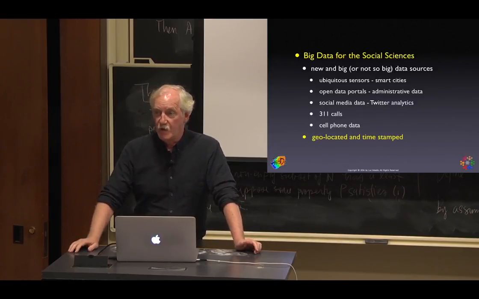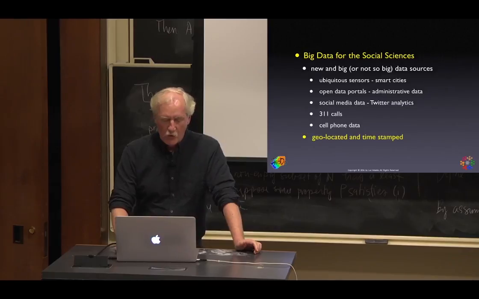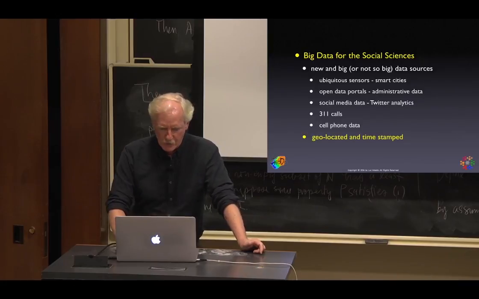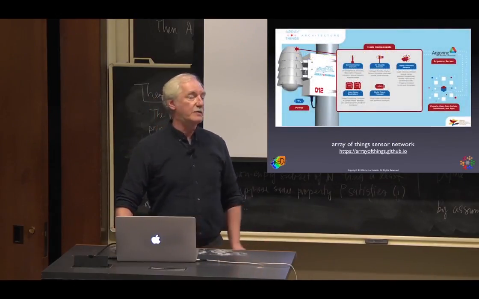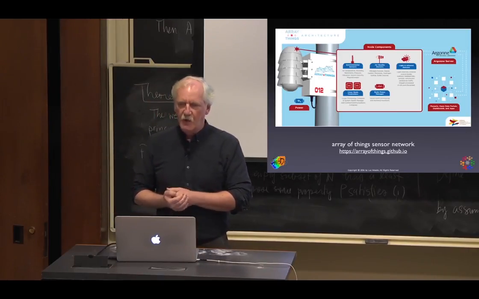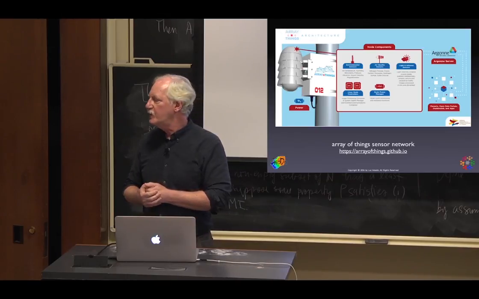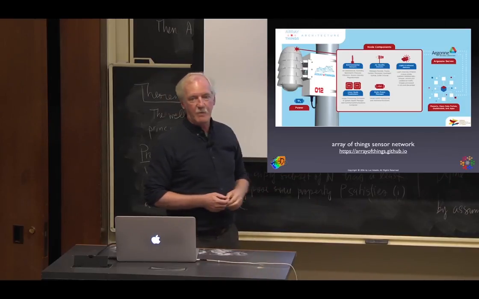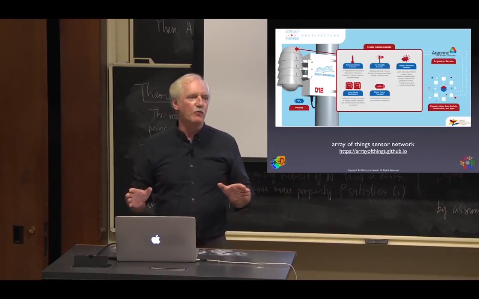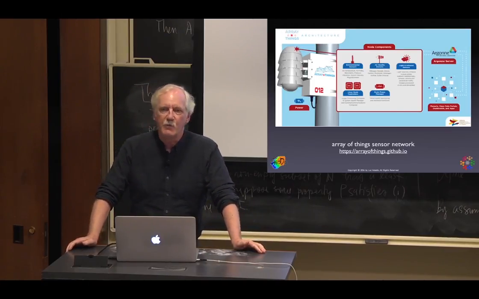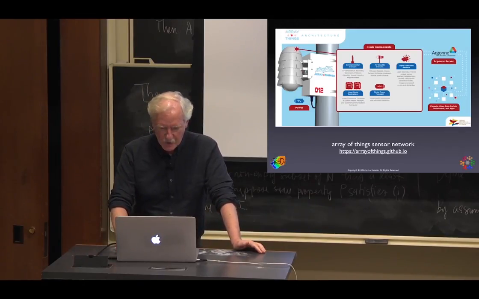And then cell phone data. If you can get them, they're also a gold mine because they're geolocated. Your cell phone knows where you are, and they're time-stamped as well. So just to give you something concrete, this is the array of things that's done here at the Computation Institute. I think the initial phase is about 500 of these sensors that will be put all over Chicago. They look like this, and they measure just about anything you want to measure, but obviously there are some constraints. They measure air quality, temperature, movement of people, things like that. It's actually very interesting with high potential.